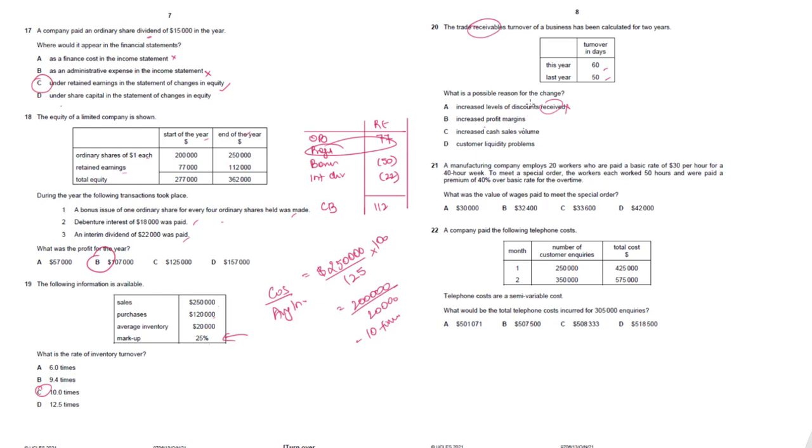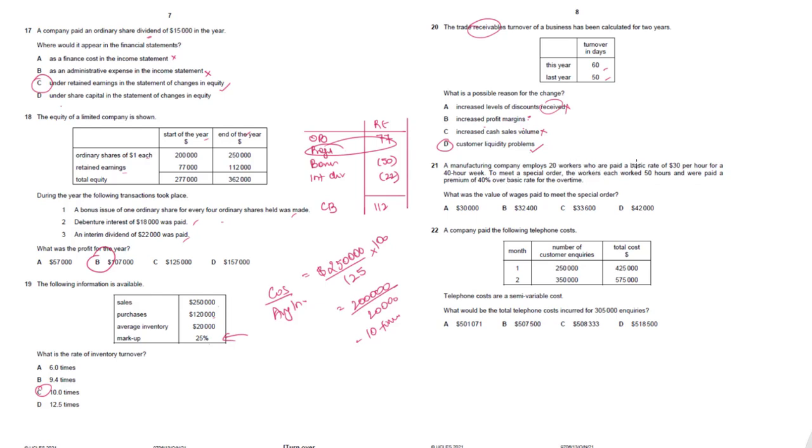Increased profit margins, no connection as such between profit margins and the delay in collection, so doubtful. Increased cash sales volume, not really. If cash sales would increase, then collection should be sooner. Customer liquidity problems, yes, and that is why the customer is delaying payments, so 20D.